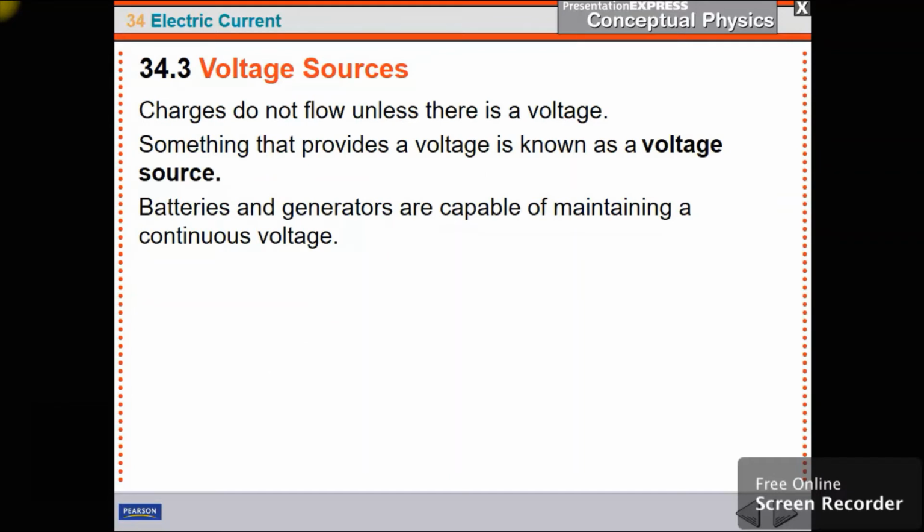Now, electrons, charges, do not flow unless there is a voltage. Something that provides a voltage is known as a voltage source. Batteries and generators are capable of maintaining a continuous voltage. And what is a voltage? It's a push. Voltage is what pushes the electrons.